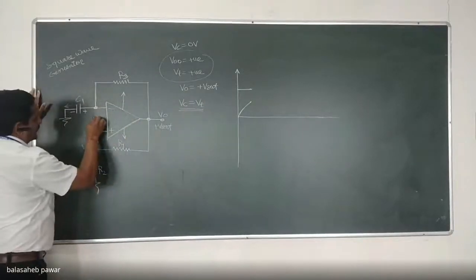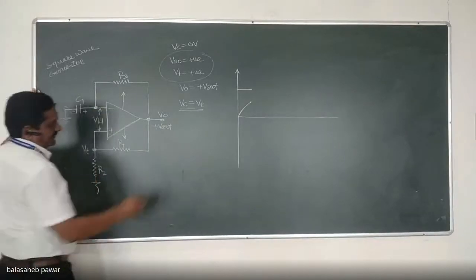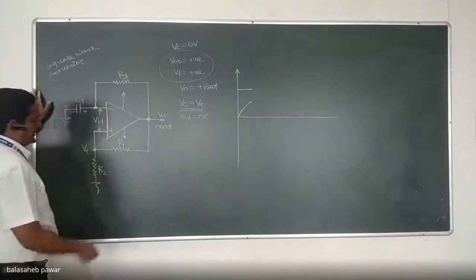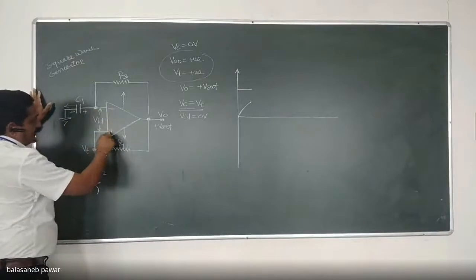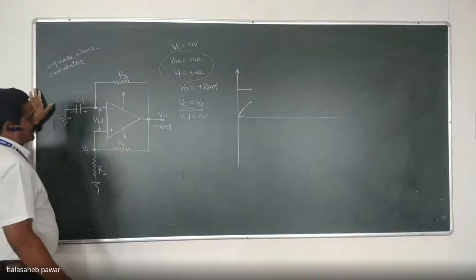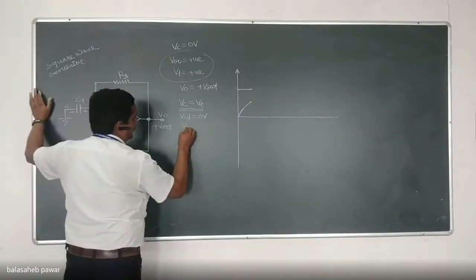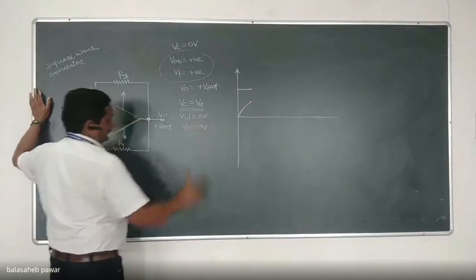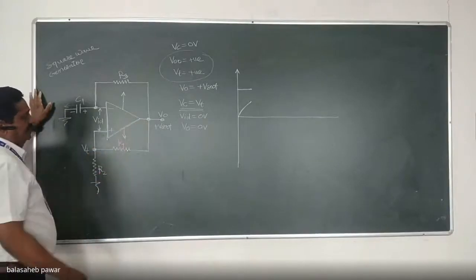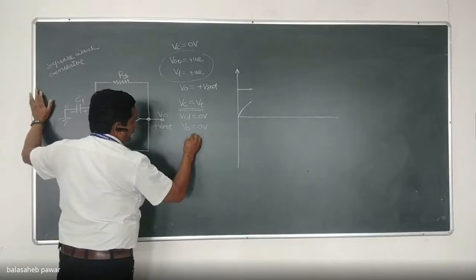The differential input voltage will become 0 volts. VID will become 0. That is nothing but the potential difference between the non-inverting and inverting terminals. When VID becomes 0 volts, what will happen with the output? The output will become 0. VO will get switched to 0 volts. Correct. When VO becomes 0, what will be the effect on VT?